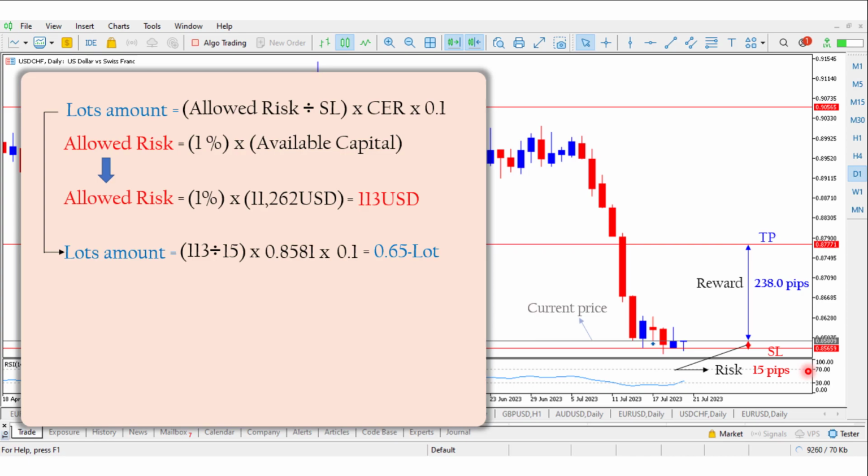Also remember, if I allocate 0.65 lot for this trade, I will not be allowed to trade any more. So I have to wait until the end of this trade to hit my TP or stop loss. Then I will be allowed to trade.